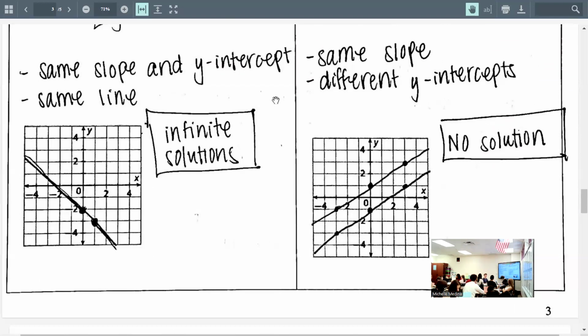Questions, comments, concerns? Okay. Well, that is all. You have the rest of the time to work on your practice. Don't pack up till 10:29.